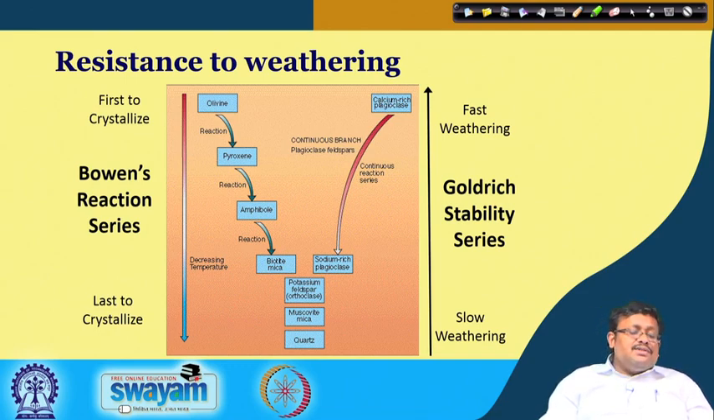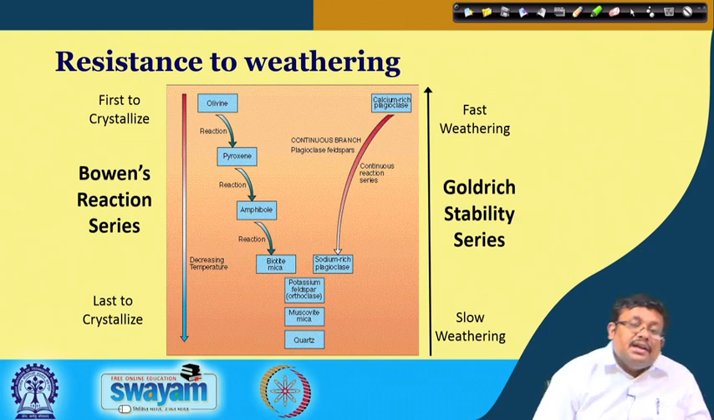Now, Bowen's reaction series basically shows those minerals chronologically which crystallize from molten magma. In other words, when there is a molten magma, which mineral will crystallize first and which mineral will crystallize second, and so on. This series is called Bowen's reaction series.